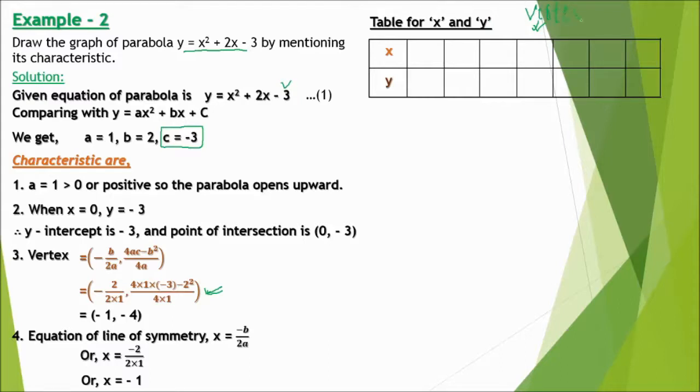So the first point we know, out of 7 points we know 1 point. We have to find the rest of the 6 points. The first point is our vertex, so let's substitute the value here, that is minus 1, and we are going to get minus 4. So this is our vertex, we can write it. Now what will be the values of x on this side? You cannot choose the values randomly. We have to choose by a process.